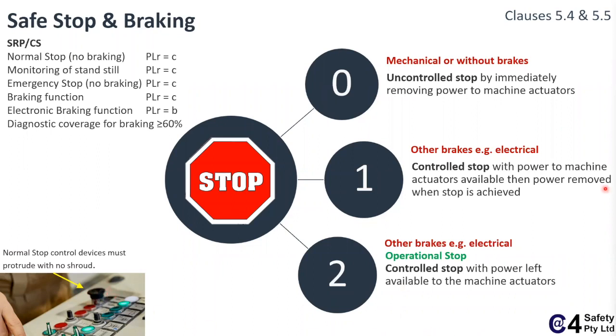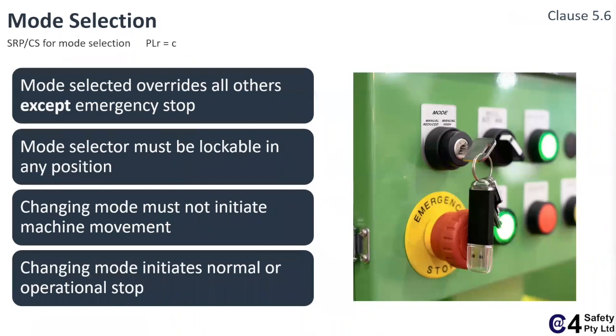And then we're going to have a look at mode selection. Mode selection is covered in multiple type C standards. It's covered in quite a lot of the B type standards as well that you'll see there. And the criteria here is pretty consistent across them. So your mode selection can't override emergency stop. Nothing should override emergency stop. Mode selectors should be lockable.